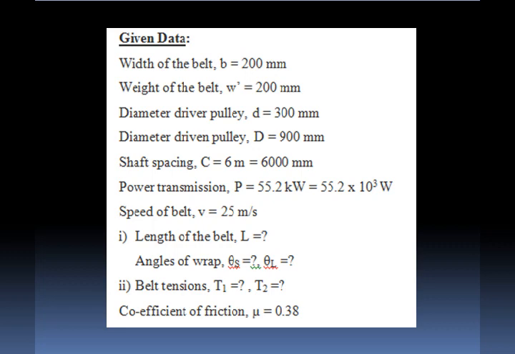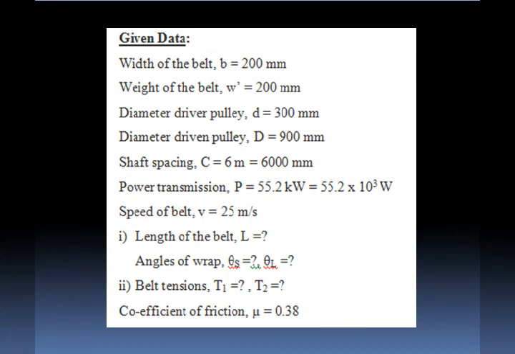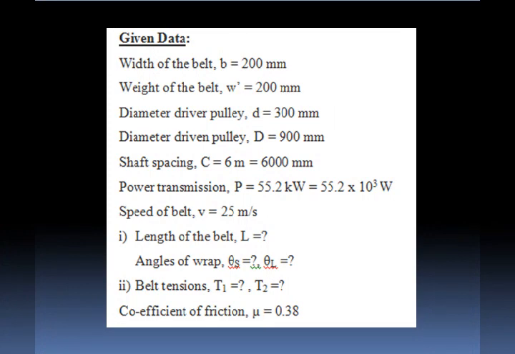Calculate the belt length and angle of wrap. So here we are asked to find the length of the belt, L equal to question mark, and the angle of wrap. Angle of wrap is denoted by theta suffix s for the smaller pulley and theta suffix l for the larger pulley. Here we are supposed to find these values. Then compute the belt tensions based on the coefficient of friction 0.38. We need to find the belt tensions T1 and T2. T1 is the tight side tension and T2 is the slack side tension, that we need to calculate. And the coefficient of friction given is mu, equal to 0.38.